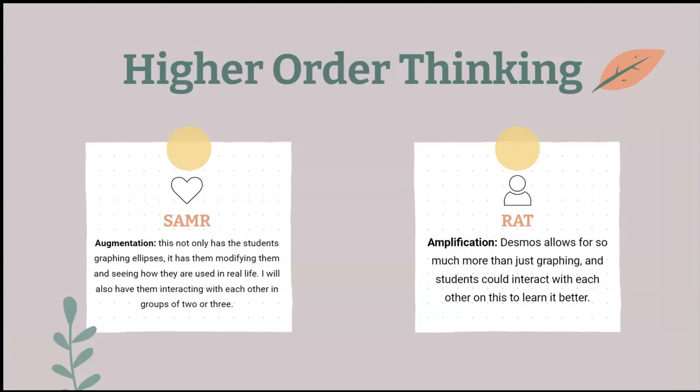So for higher order thinking, there's SAMR and RAT. For SAMR, my activity, I believe, falls under augmentation because it has the students graphing ellipses, but they're also modifying them and seeing how they're used in real life. They're able to mess around with each part of the equation without affecting the other part, so that way they can see how each individual part of the equation works. And they will also be interacting with each other in groups of 2 or 3, so that is why this falls under augmentation.